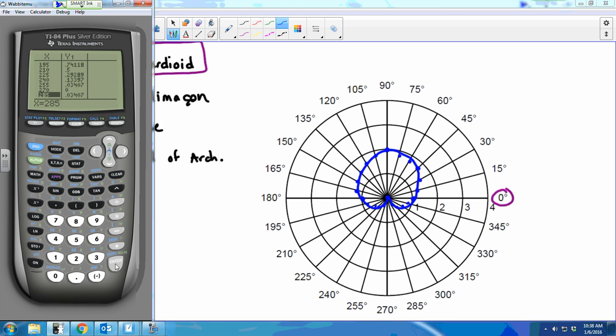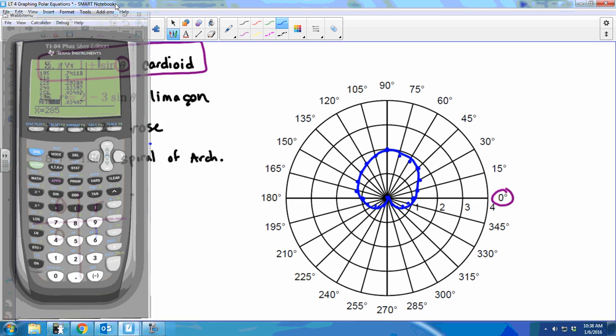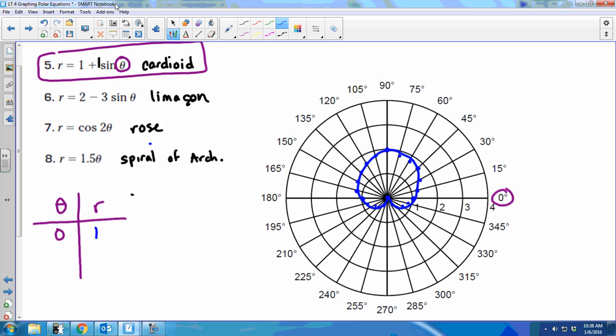Were there any questions about the first example? Any at all? Okay. Now I'm going to erase this.